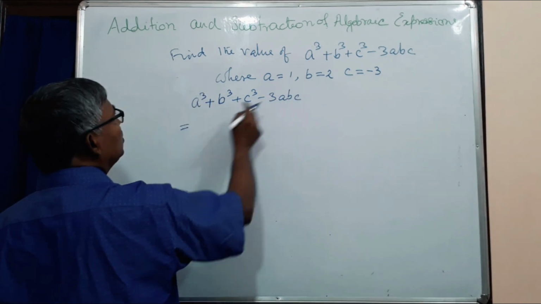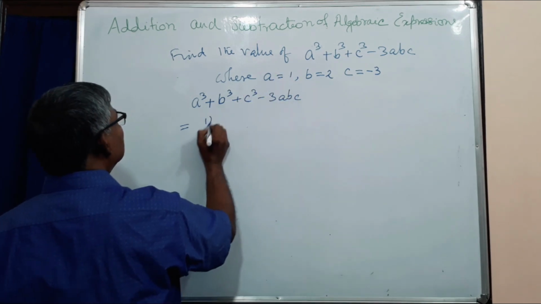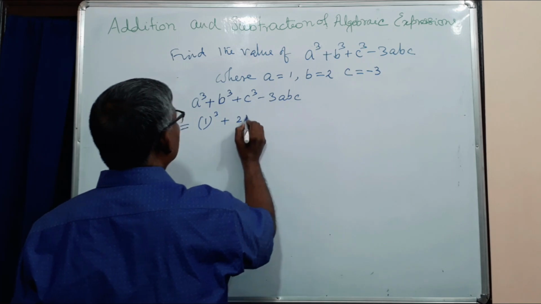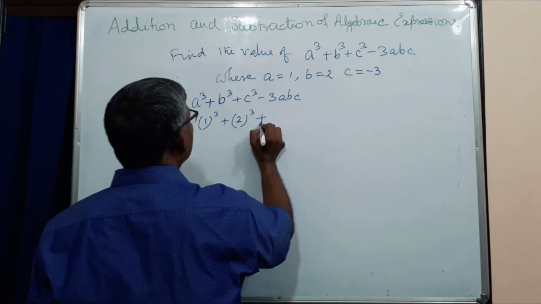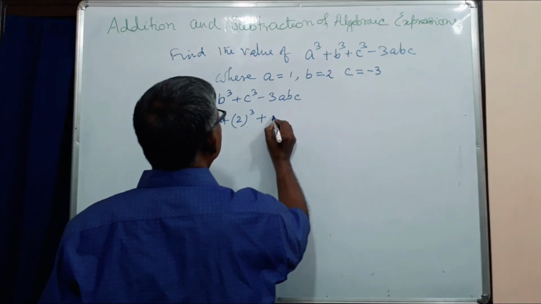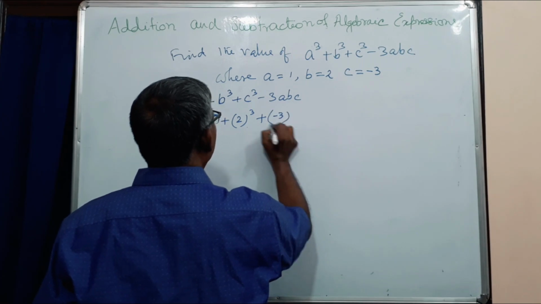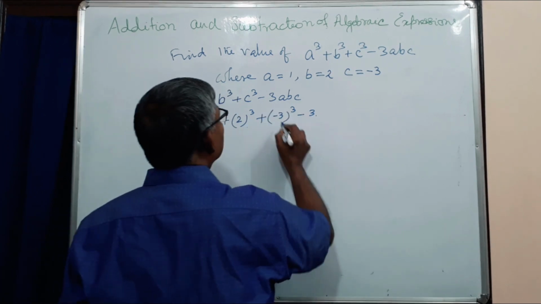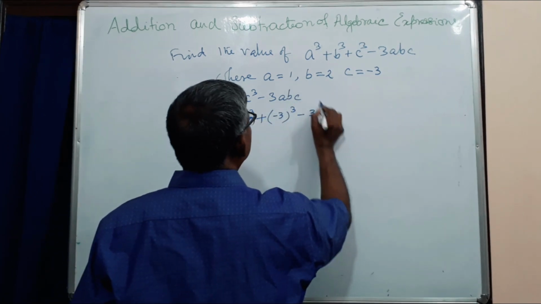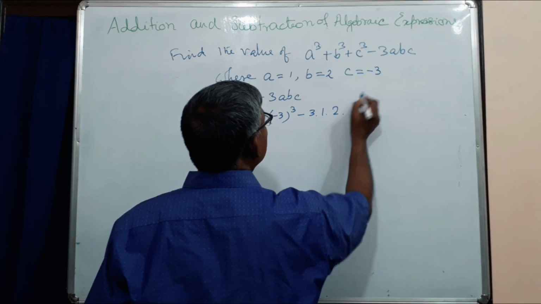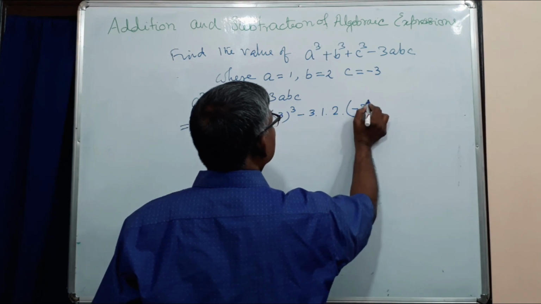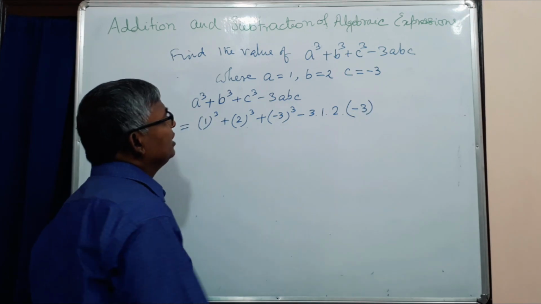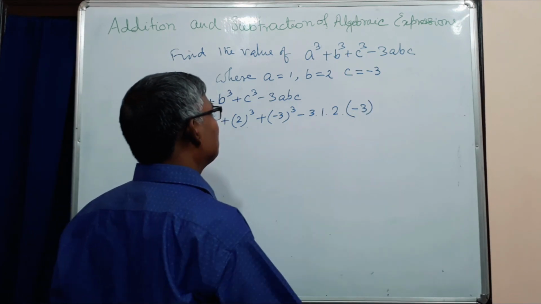Let us put the value a equal to 1 here, that is 1 cube, plus b equal to 2, so 2 cube, plus c equal to minus 3, that is minus 3 whole to the power cube, minus 3 into a means 1, b means 2 and c means minus 3. As it is negative, it should be written within a bracket.